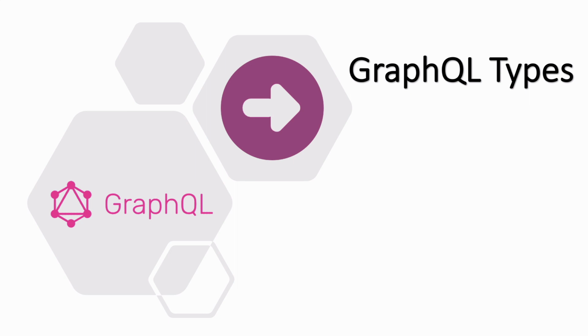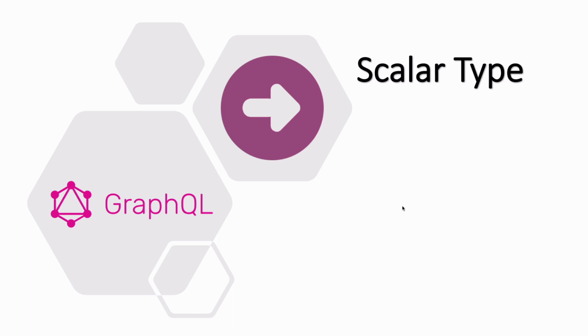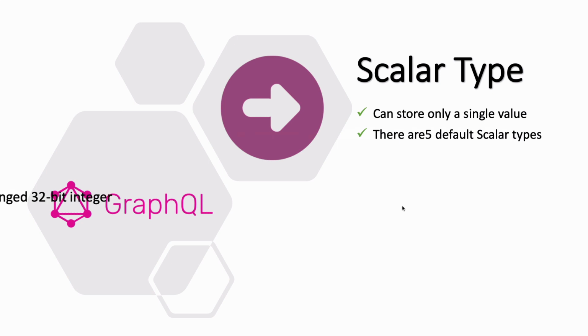GraphQL is a strong type system, and it includes various types like scalar type, object type, query type, mutation type, and enum type. Among these, we have already seen scalar and the query type. I will show you how, but in this episode, we are going to learn about the scalar types only. Scalar types are the types where you can only store a single value. There are 5 default scalar types. One is Int, where you can only store a signed 32-bit integer.